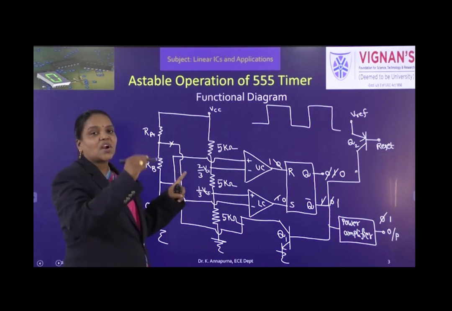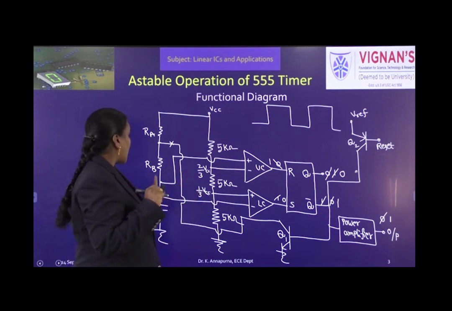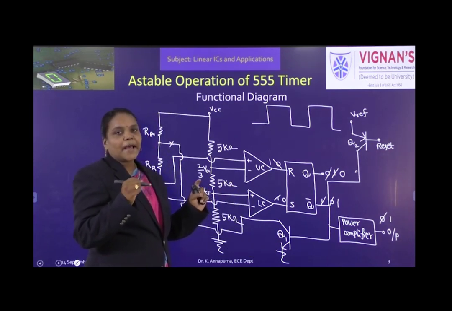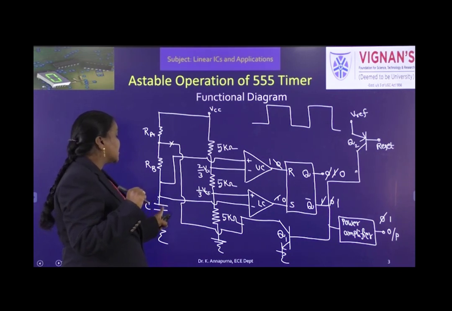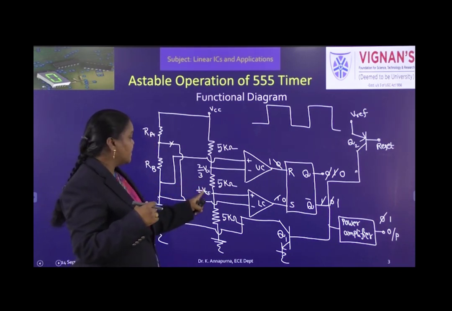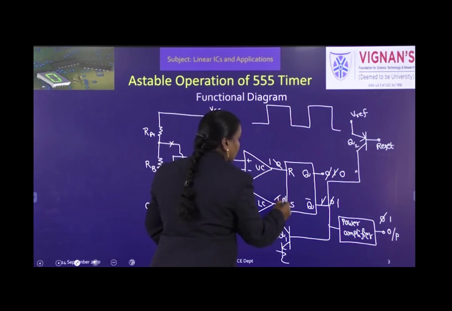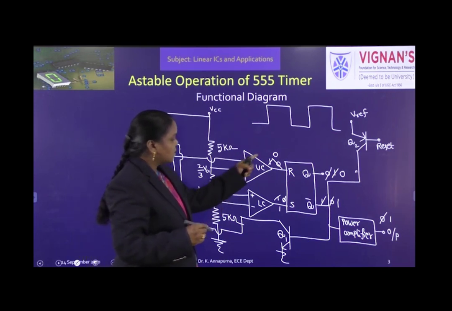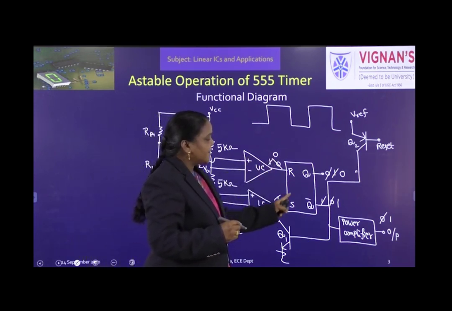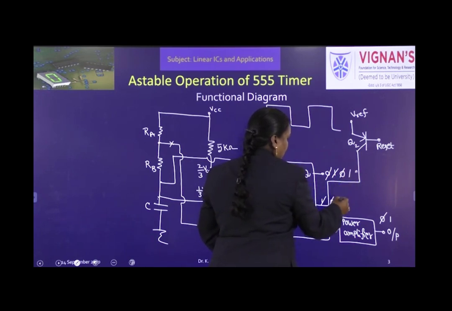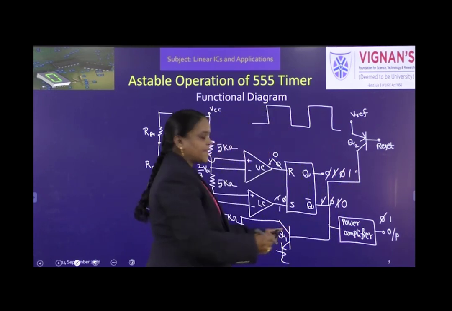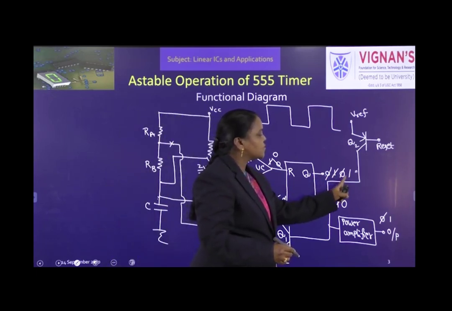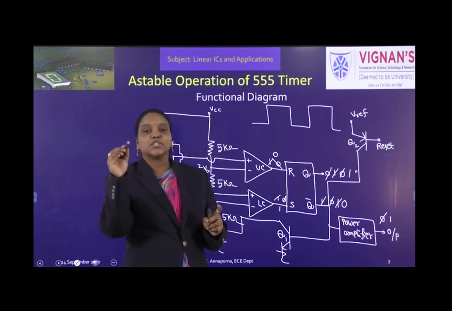Again this capacitor starts discharging through RB and the on resistance of the transistor. So whenever the capacitor voltage falls below 1/3 VCC, the lower comparator output becomes 1 and the upper comparator output becomes 0. So it again sets the flip-flop. It is 0, which means the transistor is off, and again it charges. Like that the output is 0, 1, 0, 1, which means it is generating the square wave.